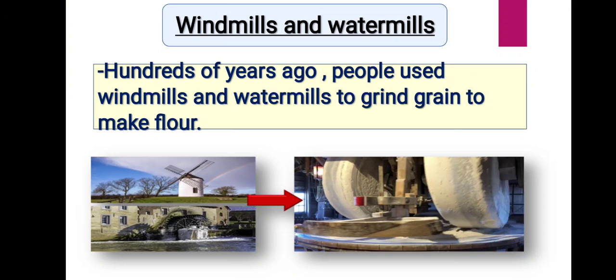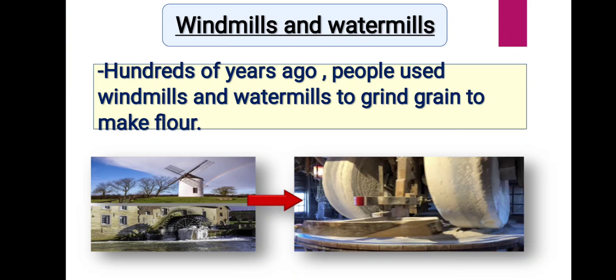Again, the old people needed some machines to make their life easier. So the old people used windmills and watermills to grind the grain and make flour.